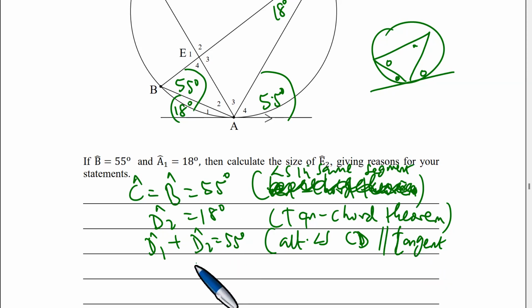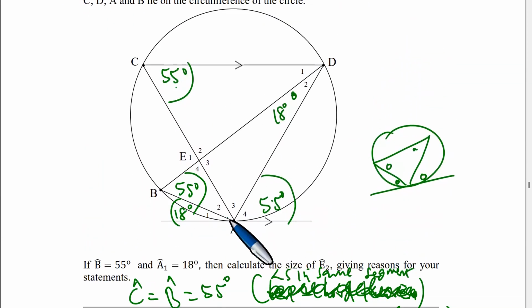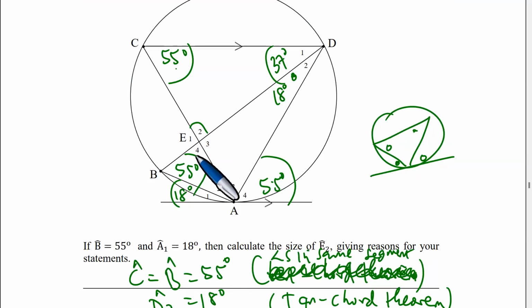Okay, but D2 is 18 degrees. What is then angle D1? Angle D1 is 37 degrees, because if you substitute D2 and then subtract, you get 37 degrees. Okay, what is angle E2? Angle E2 sits there. We have already got angle D1, which is 37 degrees. With 55 and 37 degrees, we need to get angle E2 so that the angles add up to 180.